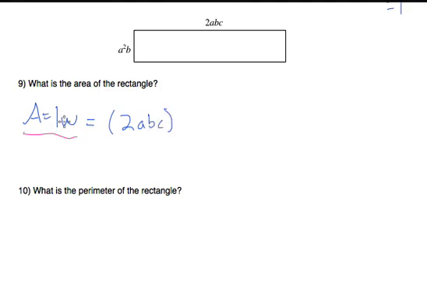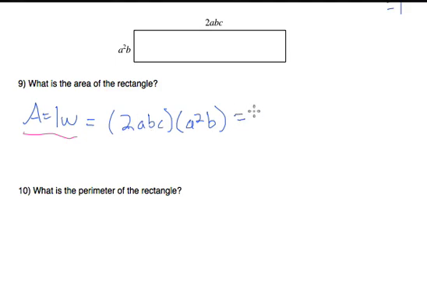That's simple enough. Our length is 2abc. What's our width? Our width is 2 squared, not 2 squared, a squared times b. And what does all that equal?